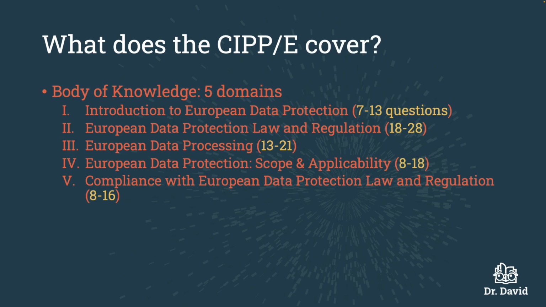The next topic that I want to discuss is what the CIPPE exam covers. This course is fully aligned with the most recent body of knowledge. And again, it covers 5 domains. The first domain is Introduction to European Data Protection. The second domain is European Data Protection Law and Regulation. The third domain is European Data Processing. Domain 4 is European Data Protection with a focus on scope and applicability. And the final domain is Compliance with European Data Protection Law and Regulation.